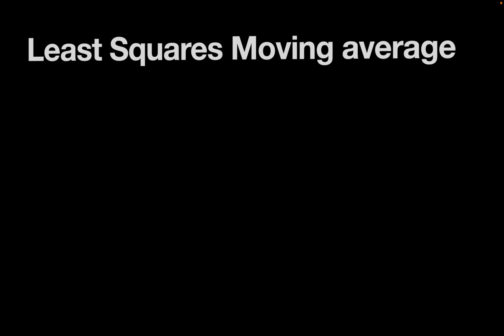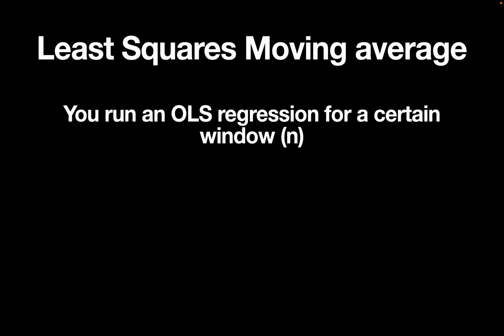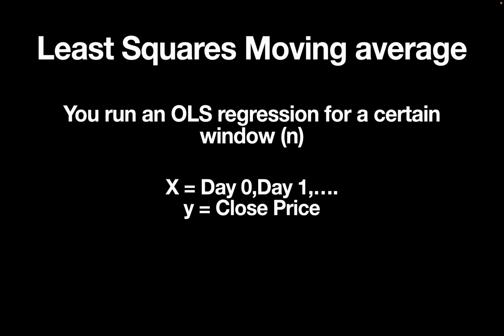So how does it work in a nutshell? You're running an OLS regression, ordinary least squares regression, for a certain window or lookback. Let's say 25 days. Your independent variable is the day, so day 0, day 1, day 2 and so on. Your dependent variable is the close price. This is how you're running a simple linear regression in the stock market in general, and it does make sense when you think about it. You want to know what the stock is worth at day X.